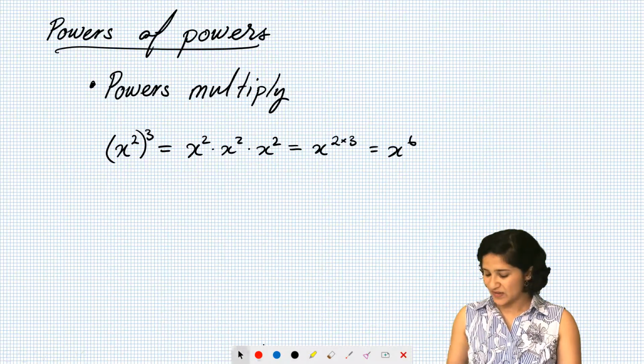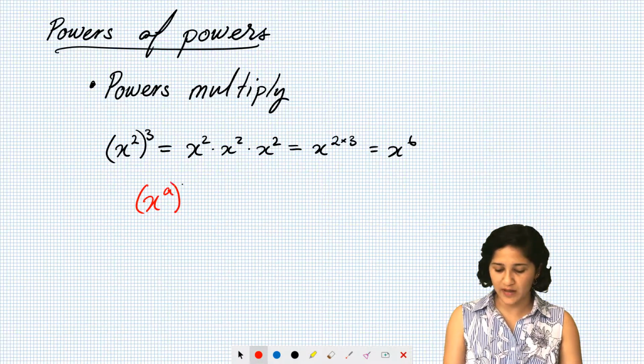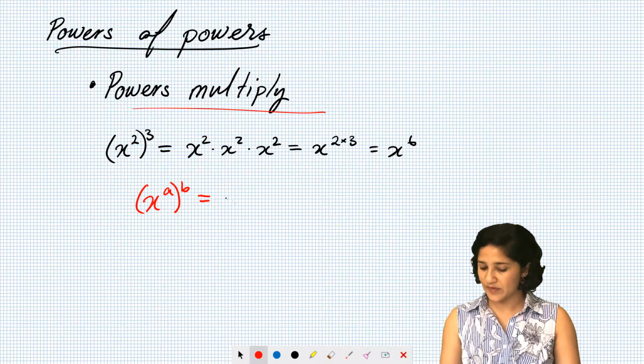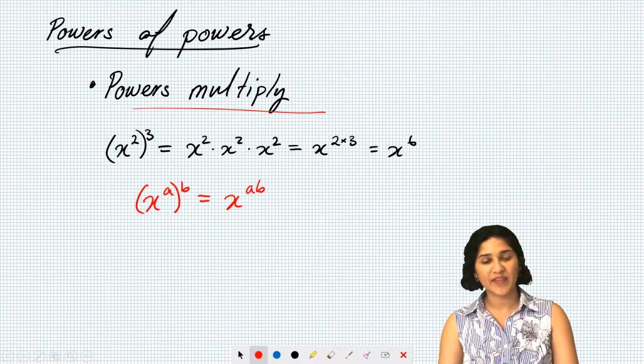All right? So in general, if we have x to the power of a, to the power of b, then all that happens is the powers multiply. So I get x to the power of a times b.